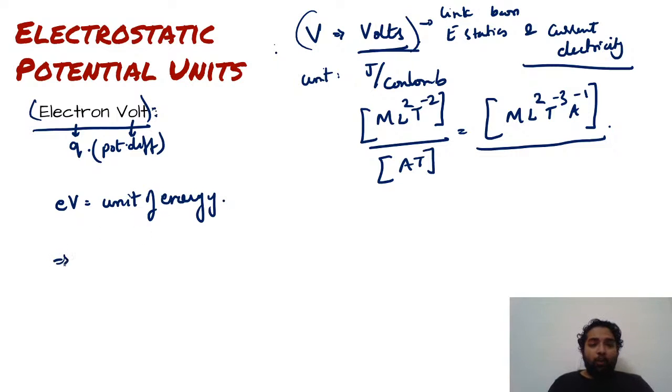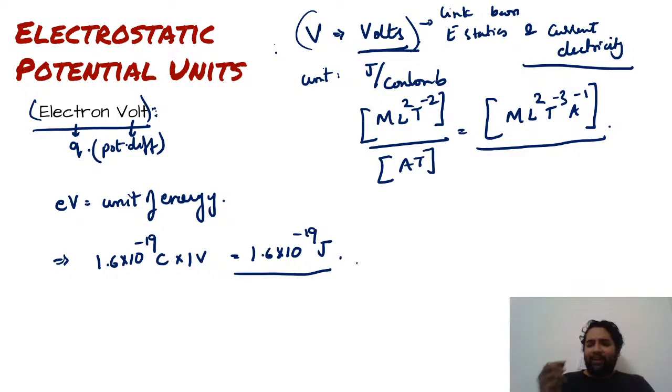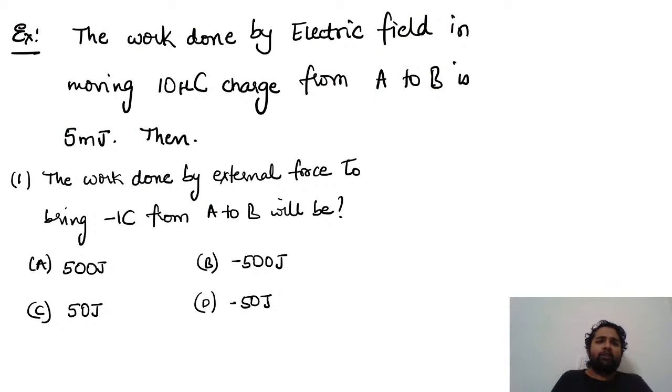And what is the value of it? It is equal to 1.6 into 10 power minus 19 coulombs into 1 volt. 1 electron volt is the amount of energy when 1 electron passes through a potential difference of 1 volt. And it is also equal to 1.6 into 10 to the power minus 19 joules. So it's a very small value. I want you guys to remember this. These are certain important things we have to understand before we go into this.